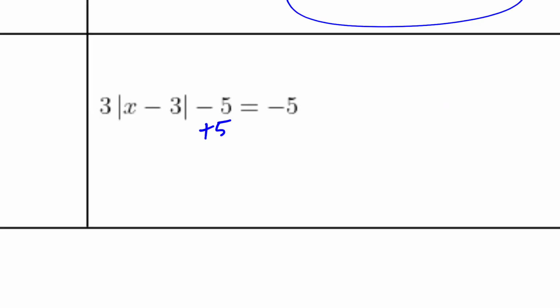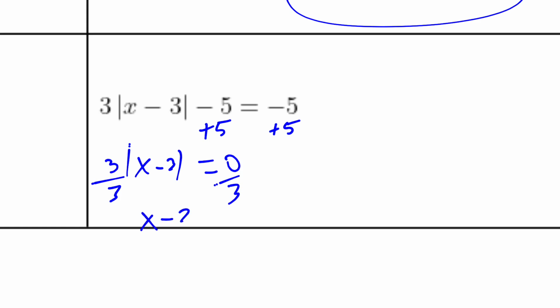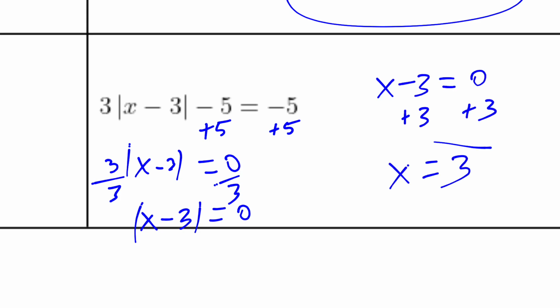The last one, if I add 5 to both sides, I have 3 times x minus 3 is equal to 0. If I divide by 3, I still have 0. And this is the other case where you will only have one answer, because you don't have a right of 0 and left of 0 answer. You only have 0. So we can simply write x minus 3 is equal to 0, add 3 to both sides, and we get 3 as our answer.